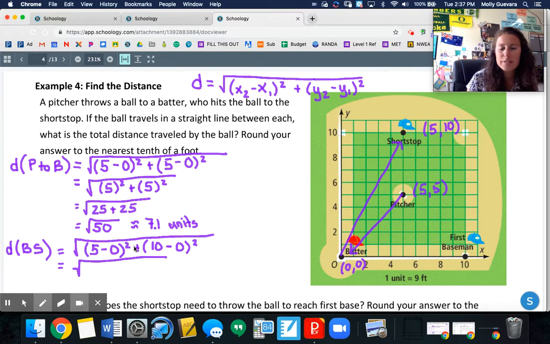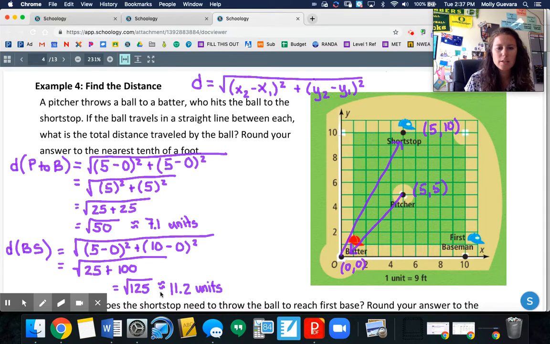5 minus 0 is 5. 5 squared is 25. Plus 10 minus 0 is 10. And then 10 squared is 100. Right over here, and I get the square root of 125. Which again, if I plug that into my calculator, I get about 11.2 units. So notice that I'm using squigglies here so that it's saying approximately. That's letting me know that I'm rounding it.